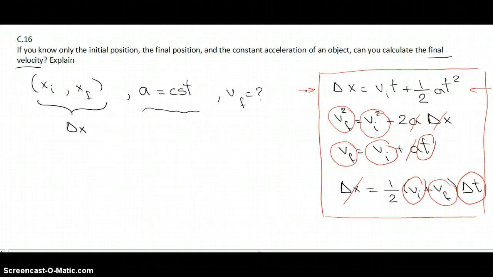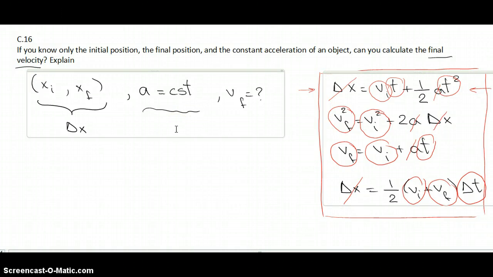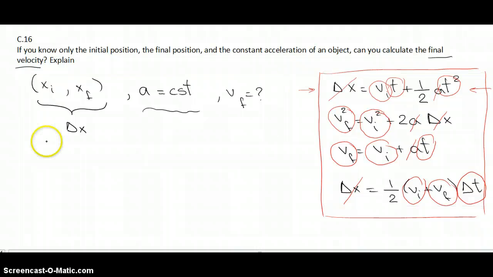Do I have the displacement? I do. Do I have the initial velocity? No. Do I have the time? No. Do I have the acceleration? I do. Again, we have two variables. So none of these formulas give me what I need, and I cannot find the final velocity. So I answer it this way.